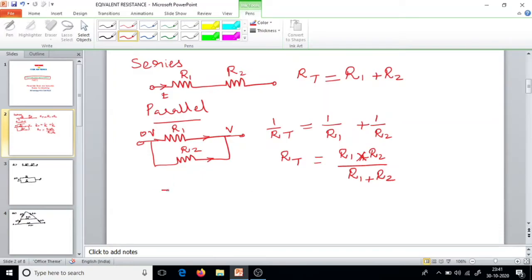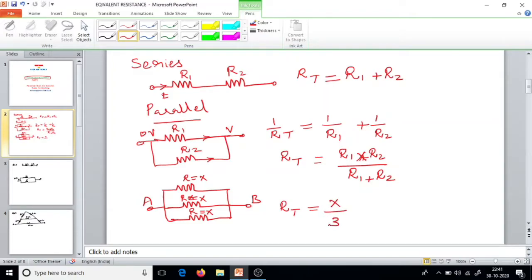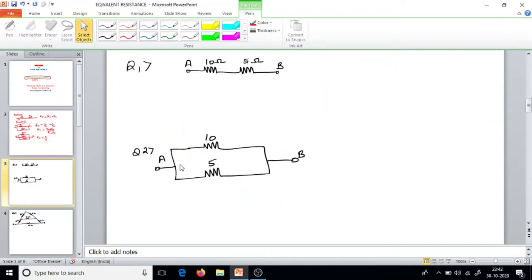Now, what happens if two or three resistors of the same value are connected in parallel? Let these points be the nodes A and B, and each resistor has value X. Then what is the resistance between A and B? RT will be equal to the resistor value X divided by the number of resistors, which is 3. This way we can find the resistance in series and parallel combinations. Now we will start solving the problems.